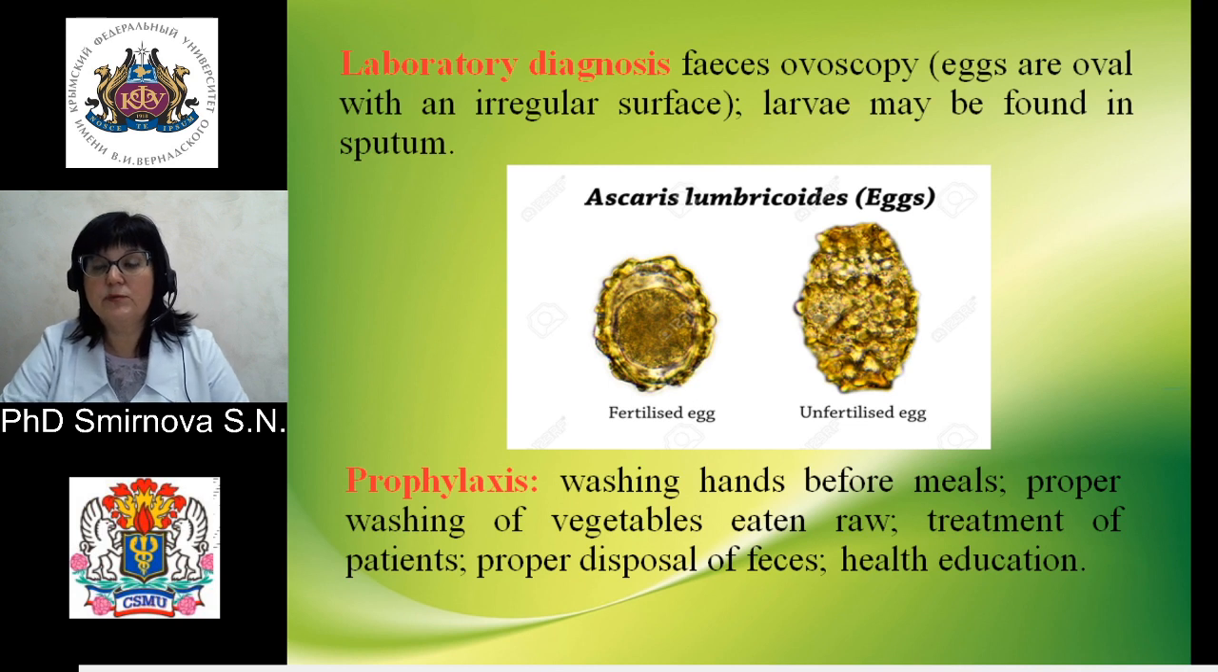If we talk about laboratory diagnostics, we need to remember that for many helminths the structure of the eggs is important. All species of the parasite have different shape, different size, and different structure of the egg. For nematodes, there are 2 types of eggs: fertilized eggs and unfertilized eggs.